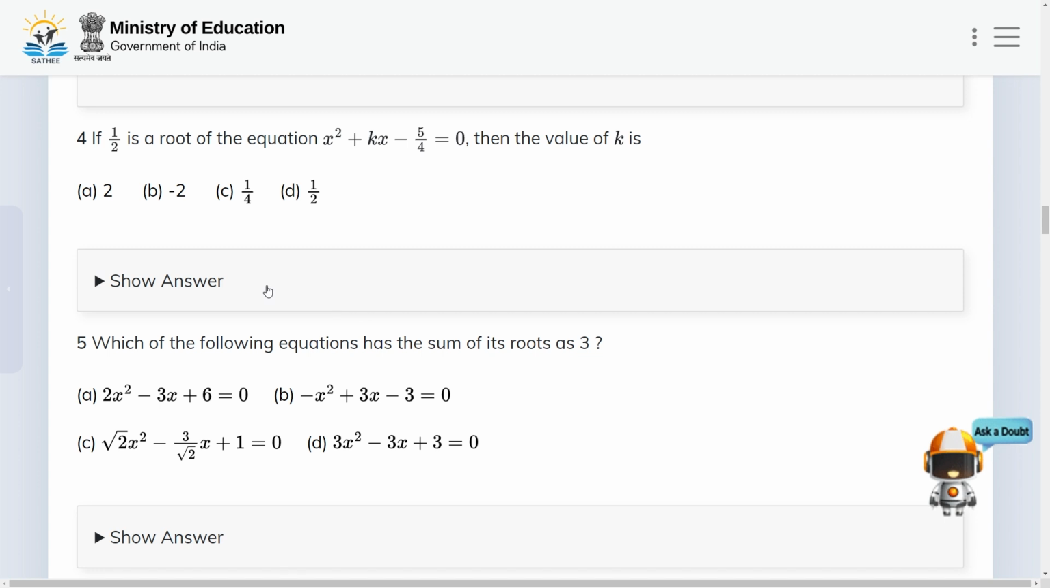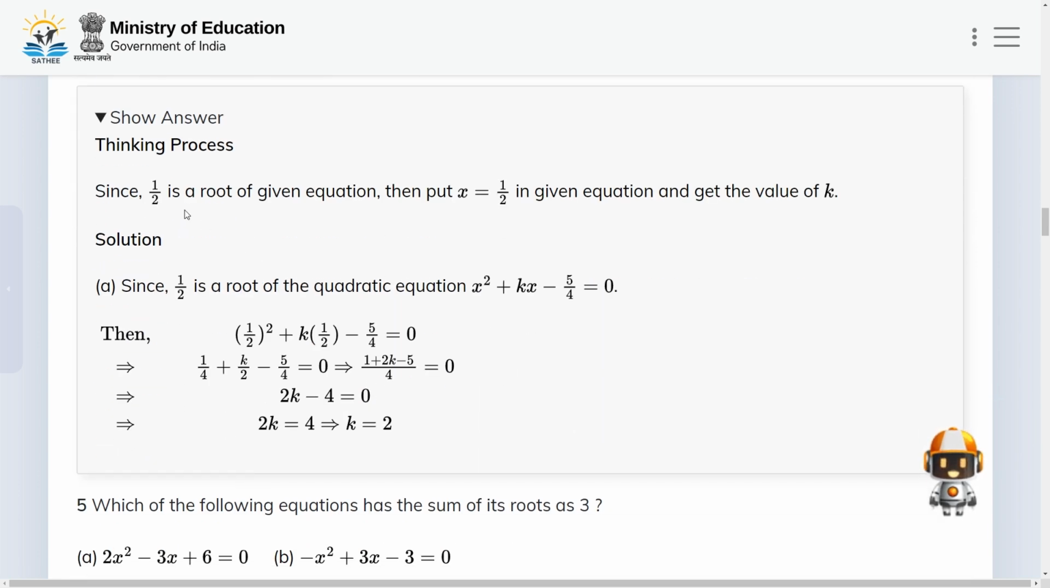So in question number 4, here we have: if 1 by 2 is a root of the equation x square plus kx minus 5 by 4 is equal to 0, then what is the value of k? Okay, so we need to find the value of k. Since 1 by 2 is a root of the given equation, we put x equal to 1 by 2 in the given equation, then we get the value of k.